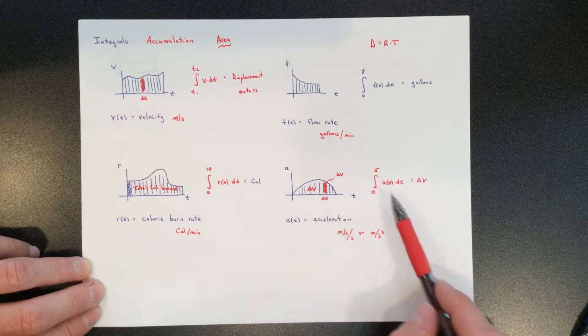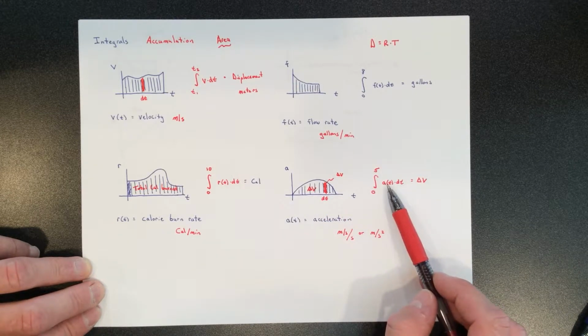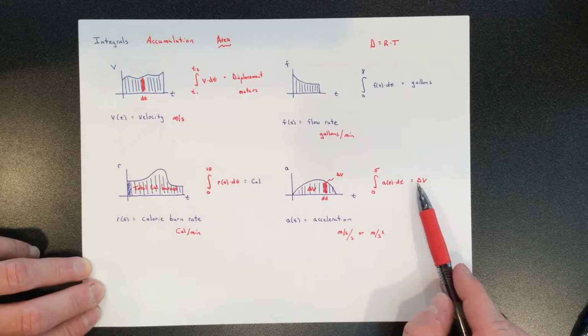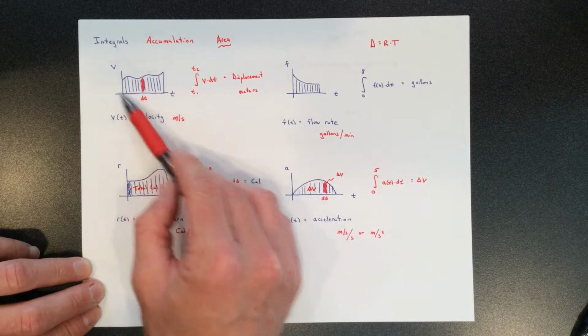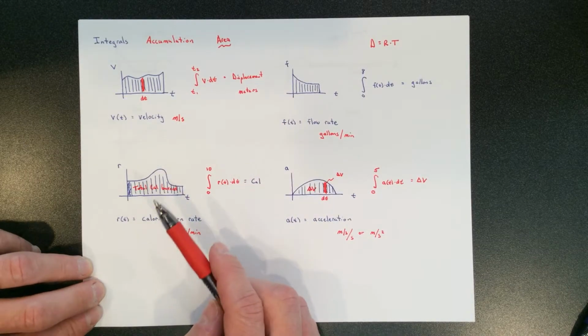Again, the area represents the accumulation of that particular rate. Accumulating acceleration gives you a change in velocity, just like accumulating a velocity gives you a total change in your position, which we would call displacement.